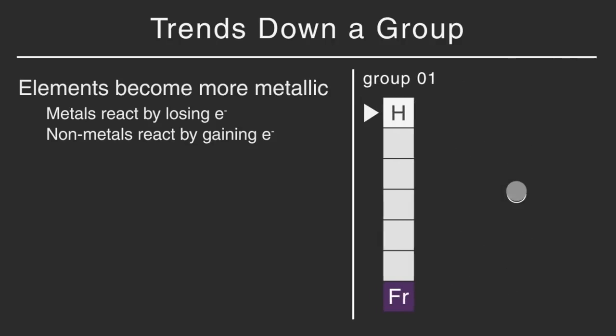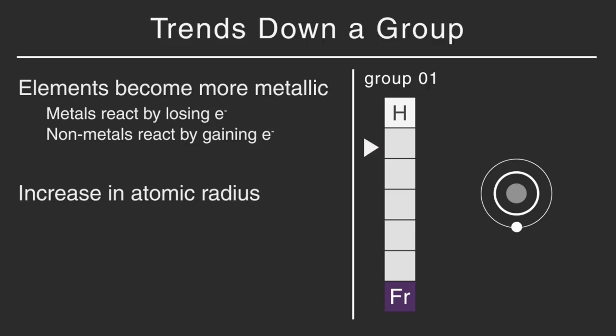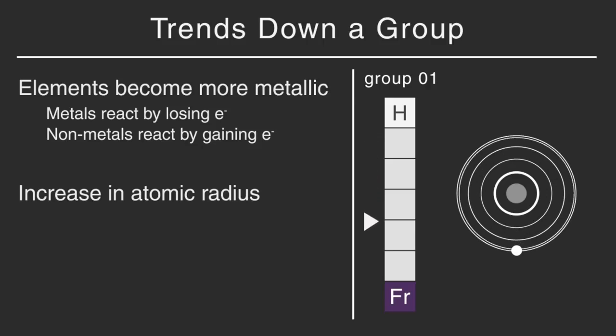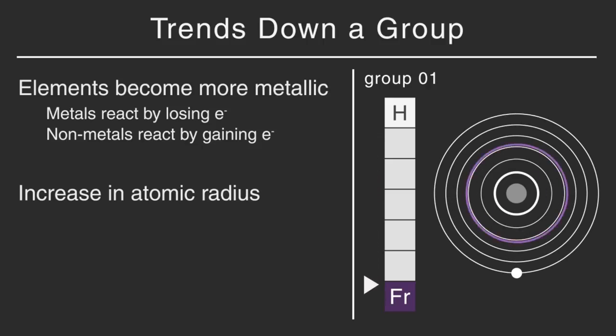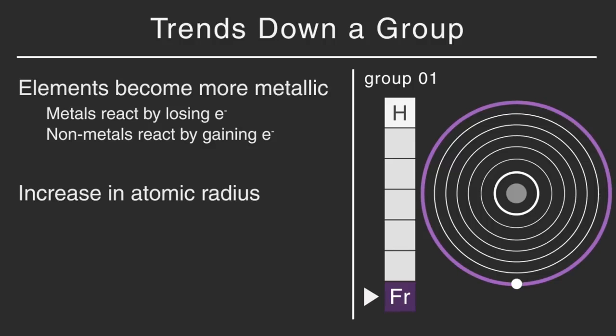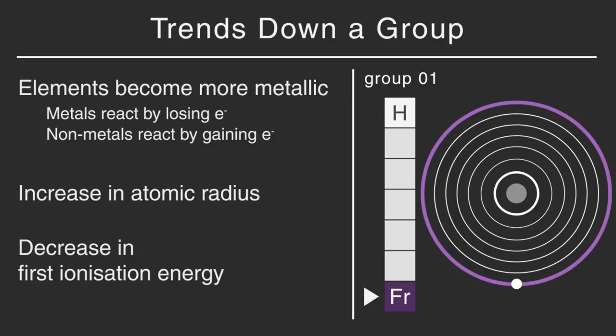Also, going down the group, there is an increase in atomic radius. This means that an extra shell of electrons is added for each successive element. However, there is a decrease in first ionization energy, which, as noted before, is the energy needed to remove the outermost electron.